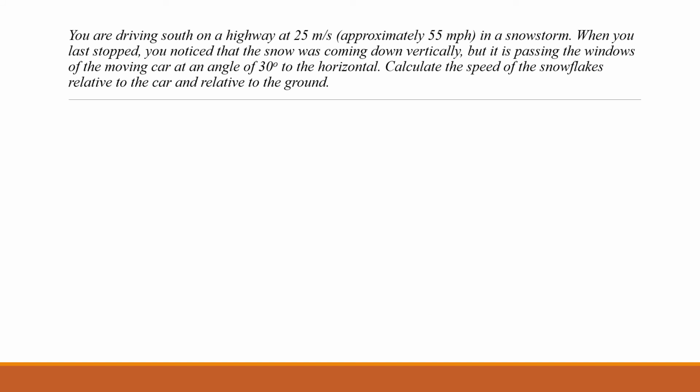Hey, this is a question on your homework. This was a very oddly worded question, so I thought it might be worthwhile for me to go over it right now. So you are driving south on a highway at 25 meters per second, approximately 55 miles per hour. That's not relevant, in a snowstorm. When you last stopped, you noticed the snow was coming down vertically, but it is passing the windows of the car, moving at an angle of 30 degrees to the horizontal.